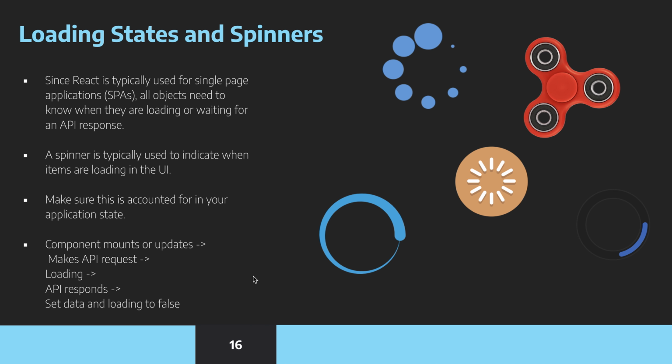So the typical flow is a component mounts or updates. It then makes an API request. From there, you know that the component you're talking about is loading, so you need to display the spinner, and then the API will respond. So then you can set the data that it gave you back and set loading equal to false, which will then hide the spinner.